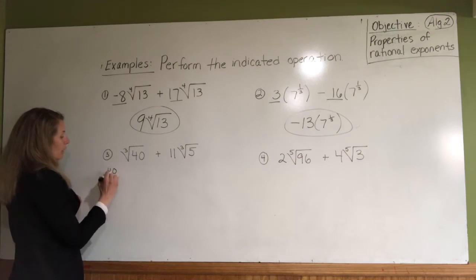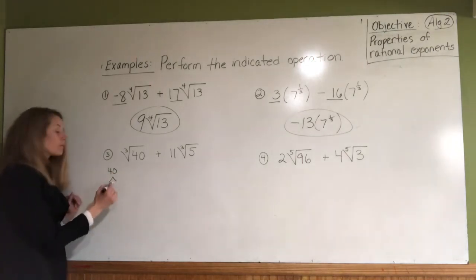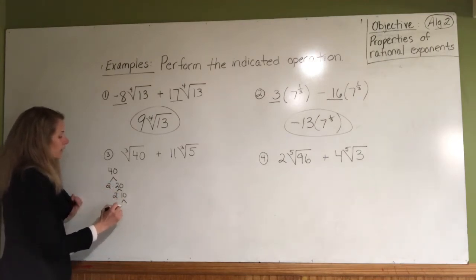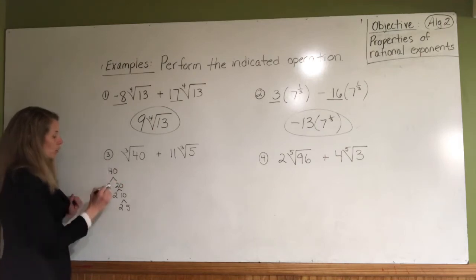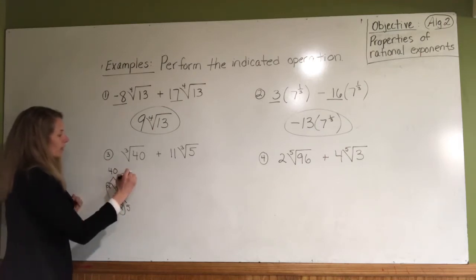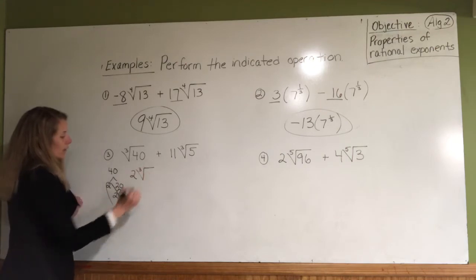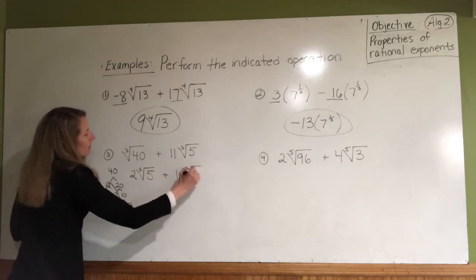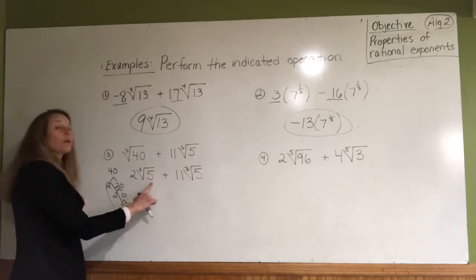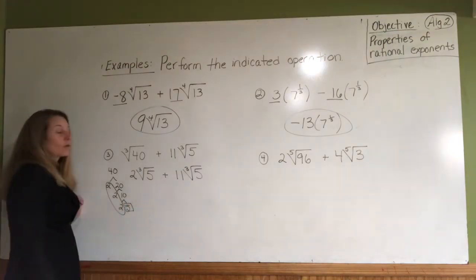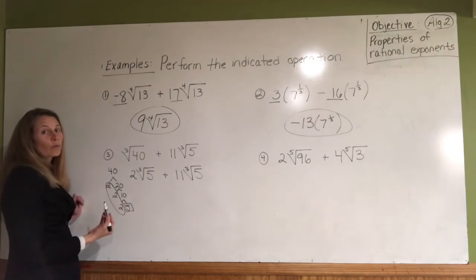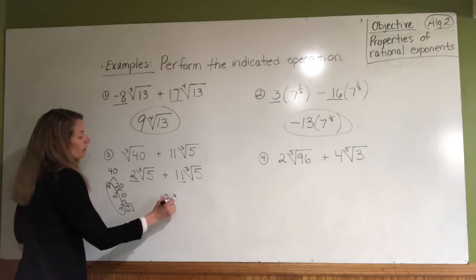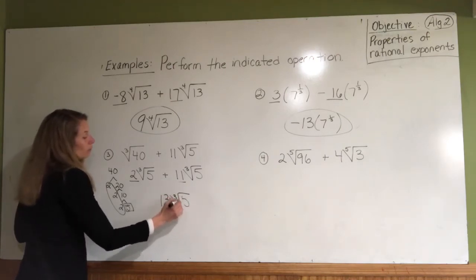So maybe over on the side, if you don't know how to do it in your head, you can do your little factorization for 40. So if I do 2 and 20, 2 and 10, 2 and 5, it's a cube, so I have 3 2's, so I know I can take out that 2, and then that would leave me with this 5 left inside. So now I can see that I'm actually adding 2 times the cubic root of 5 plus 11 times the cubic root of 5. Now I have 2 like radicals. They're both cubic root of 5. So I can now combine those coefficients, and I can get the 13 with the cubic root of 5.